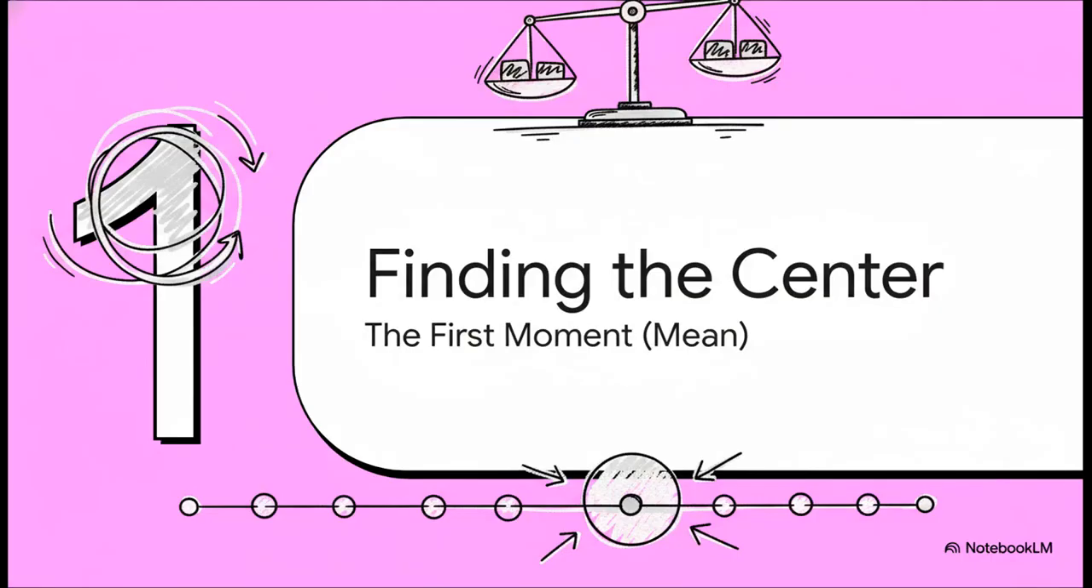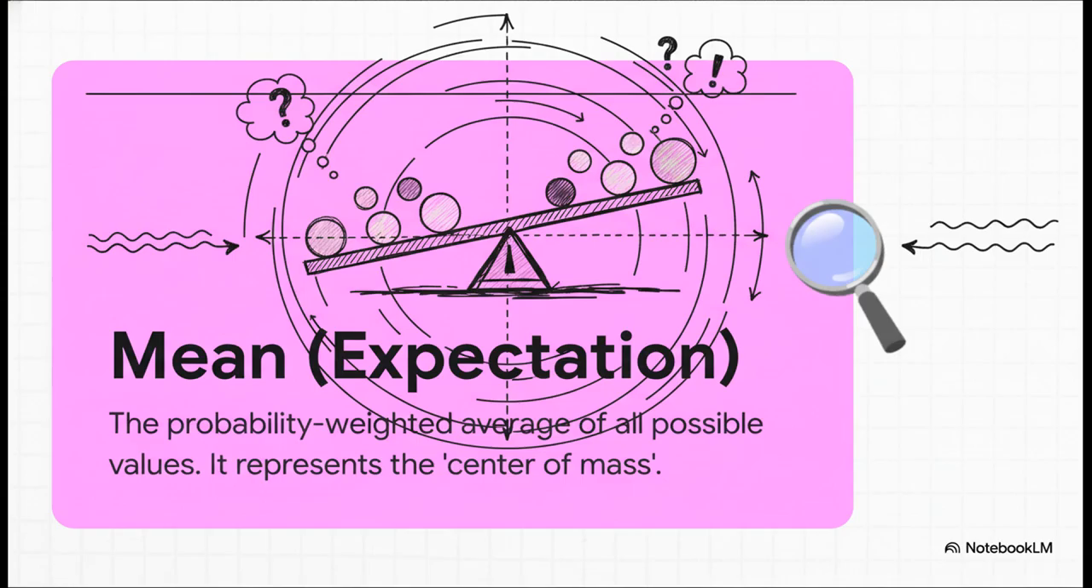Okay, so tool number 1. This is the big one, the absolute foundation. Before we can describe anything else about our data, we have to find its center of gravity. And that's the job of the very first moment, which you probably already know as the mean. Now that phrase, center of mass, that is the key. The mean, or what we call the expected value, is literally the balancing point of your data.